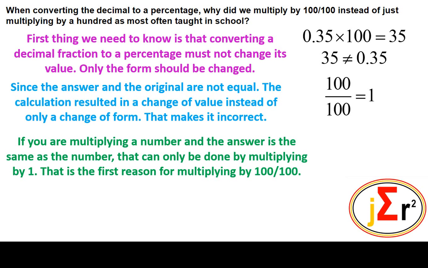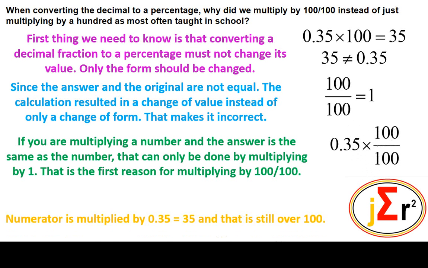We need the value of the number to be preserved when we are converting that number to a percentage. That can only be done by multiplying by 1, and that is why we choose to multiply by 100 over 100, which is equal to 1. And that is the first reason. We will take a look at the second reason on the next slide.